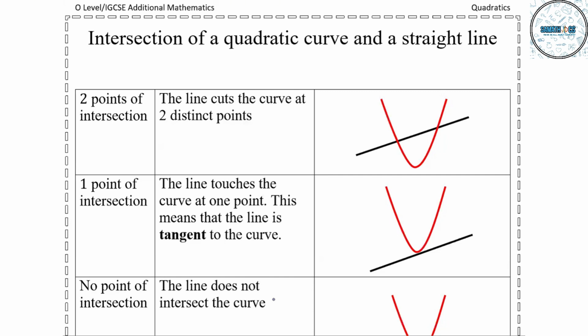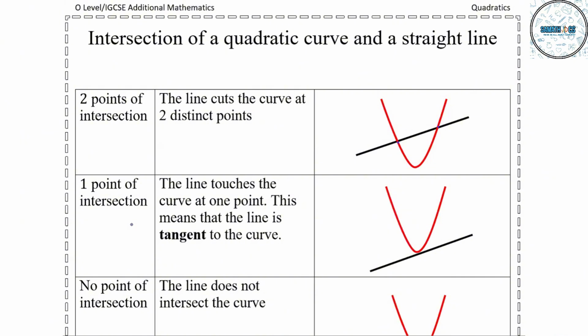When a line intersects a quadratic curve, we solve the equations simultaneously. This results in a new quadratic equation. The nature of the roots of this equation tells us how the line intersects the curve. If there are 2 points of intersection, the line cuts the curve at two distinct points. You can see here from the diagram, the line is intersecting the curve at two distinct points. So in this case, we take b squared minus 4ac as greater than 0.